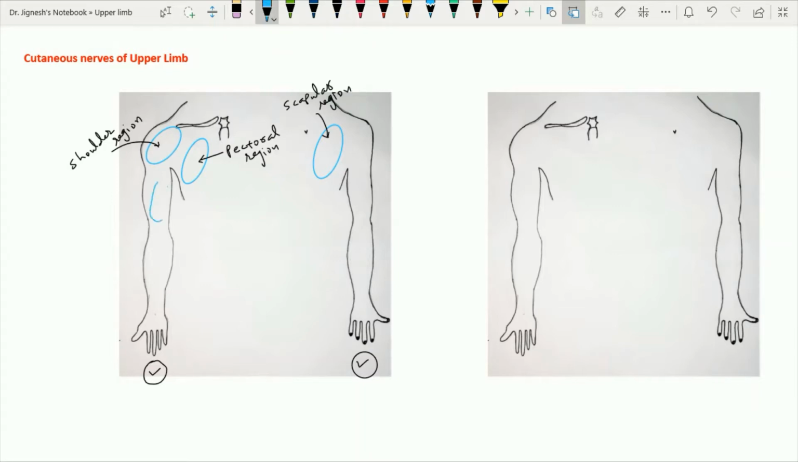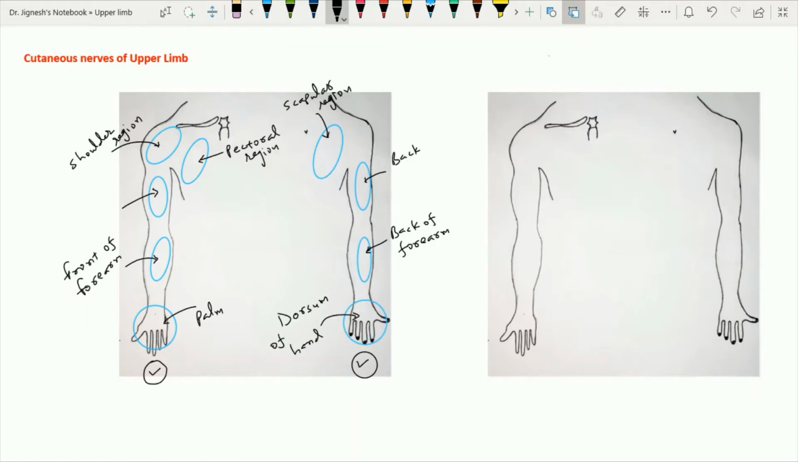Here this is the front of the arm, and this is the back of the arm, front of the forearm as well as the back of the forearm, cutaneous nerve supplying the palm as well as the cutaneous nerve supplying the dorsum of the hand. Now let's see the cutaneous nerves which are going to supply all these regions.